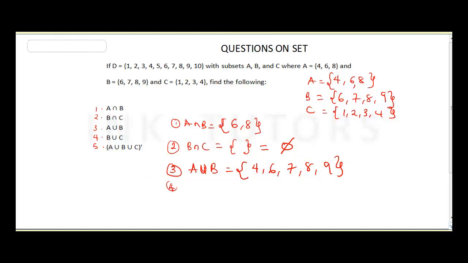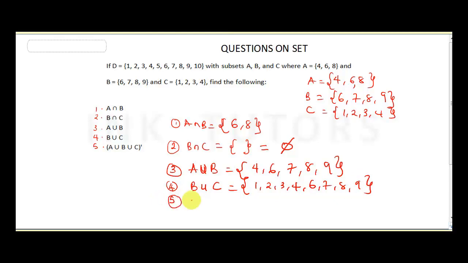Now 4 says B union C. So same thing applies. So we're going to combine B and C, and that's going to be 1, 2, 3, 4, and we'll have 6, 7, 8, and 9. Okay, then the last question.